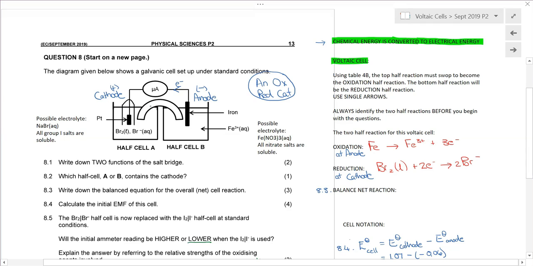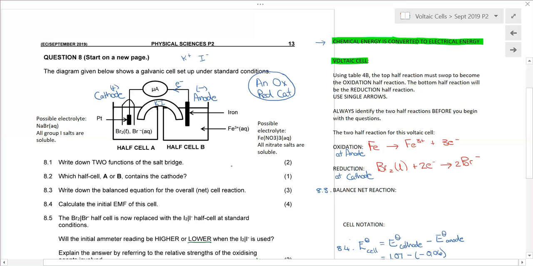This is our salt bridge, which will contain an ionic substance. So I'm going to say, for example, we have potassium iodide in the salt bridge. Potassium iodide will have positive potassium ions and negative iodide ions. So you must always have an ionic solution in your salt bridge. I'm going to start with the questions now.